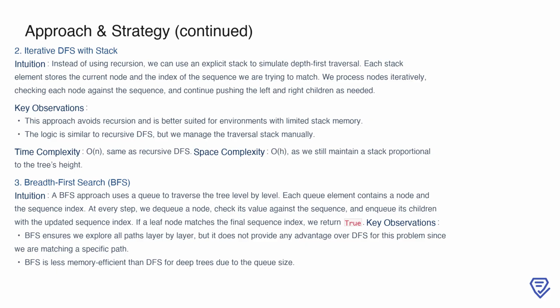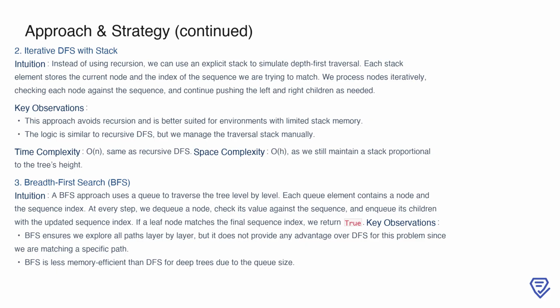The time complexity remains O(n), as every node is processed once, and the space complexity is still O(h), since the stack size is proportional to the height of the tree. Another option to consider is the breadth-first search, or BFS. Using BFS, we traverse the tree level by level, using a queue to store nodes and their corresponding sequence indices.